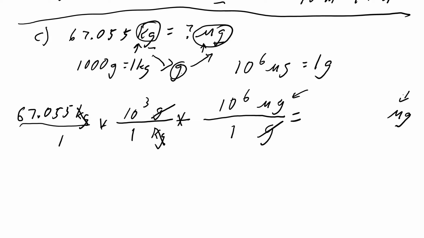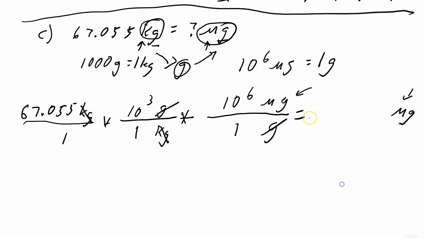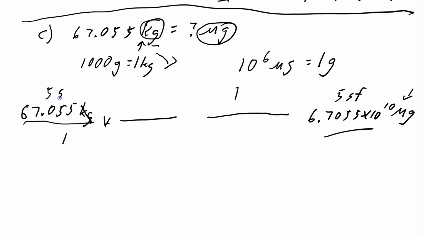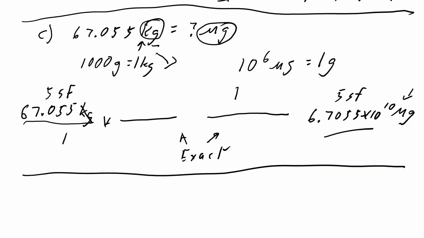In this case, we are multiplying my given measurement of 67.055 kilograms times 10 to the 9th. So when I do this multiplication, I end up with 6.7055 times 10 to the 10th micrograms. 5 significant figures in my answer. I have 5 significant figures in my starting measurement. These conversion factors, of course, were exact numbers. So let's move on now to question D.